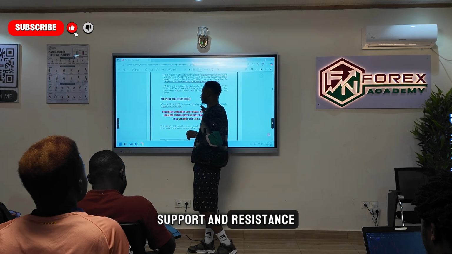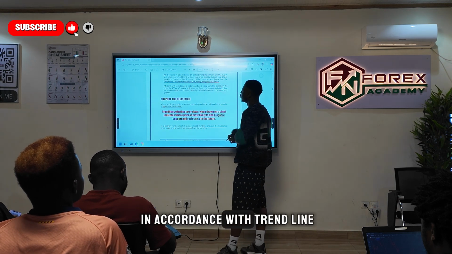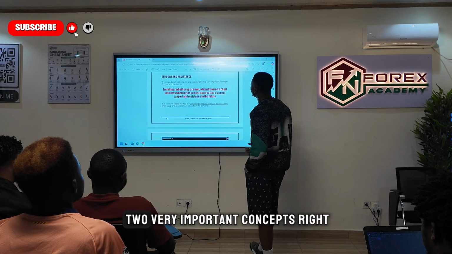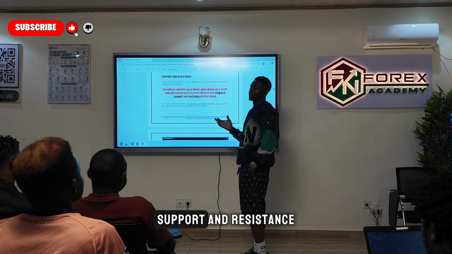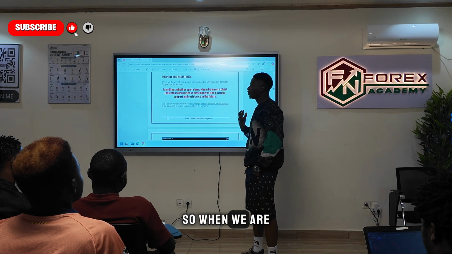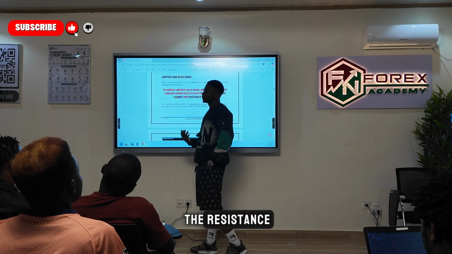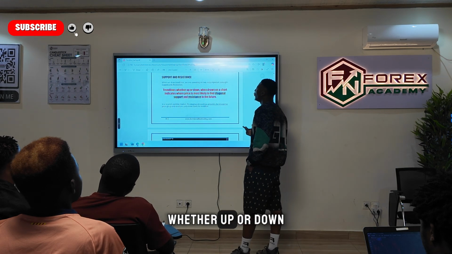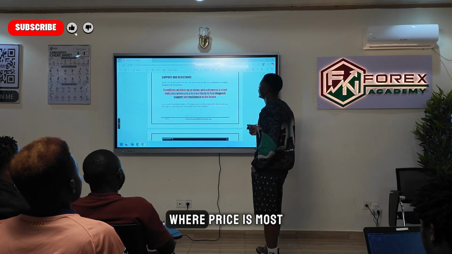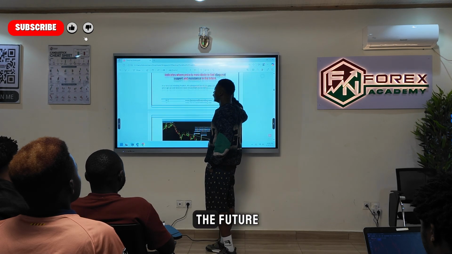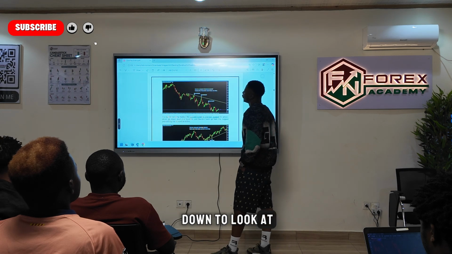Now, support and resistance and how they move in accordance with trend lines. When we draw trend lines, we are operating on 2 very important concepts, right? Support and resistance. So when we are drawing our trend line, we are still working on the support and resistance concept. A trend line, whether up or down, when drawn on a chart, indicates where price is most likely to find a diagonal support or resistance in the future. Now we'll just go down to look at some examples.